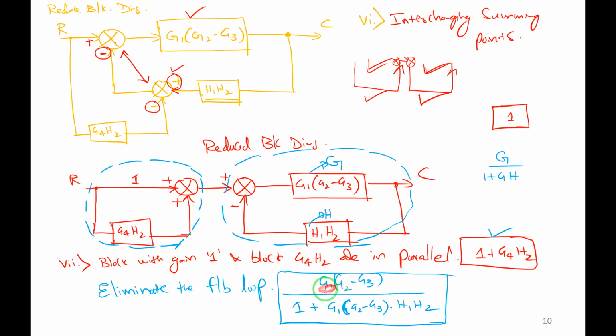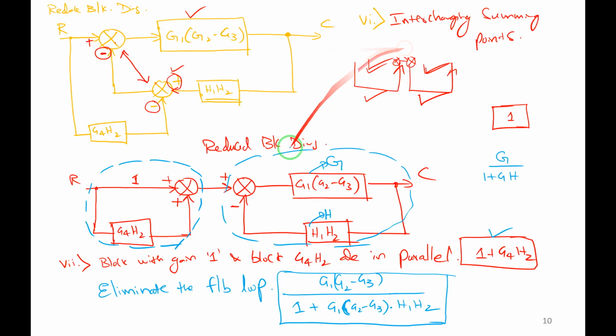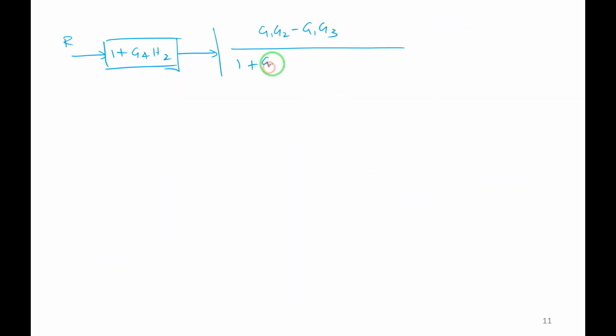1 plus G4H2 will come here. Next, we have reduced this, so I will multiply and write G1 into (G2 minus G3), that is G1 G2 minus G1 G3, divided by 1 plus, observe here, I will multiply G1 G2 H1 H2 minus G1 G3 H1 H2.